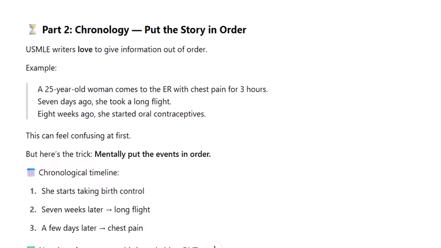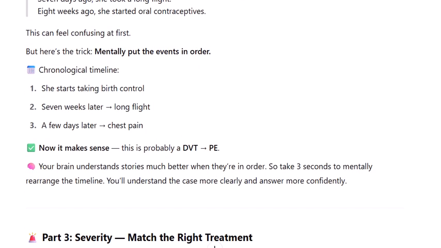Chronological timeline: 1. She starts taking birth control. 2. 7 weeks later, long flight. 3. A few days later, chest pain. Now it makes sense. This is probably a DVT, PE. Your brain understands stories much better when they're in order. So take 3 seconds to mentally rearrange the timeline. You'll understand the case more clearly and answer more confidently.